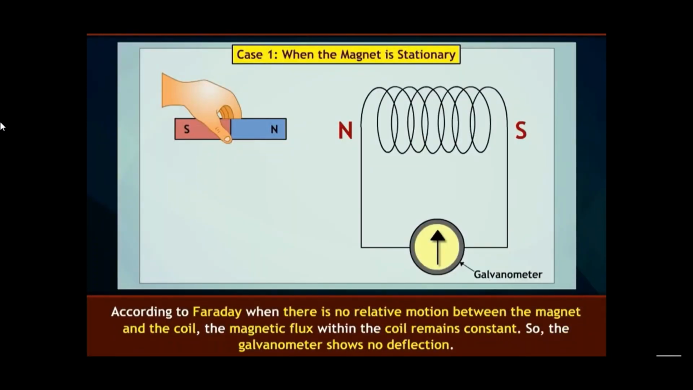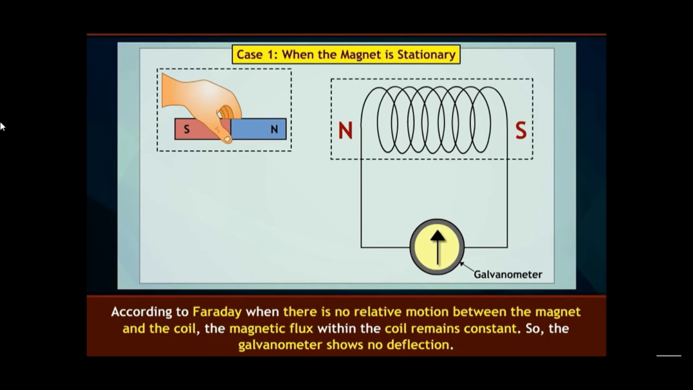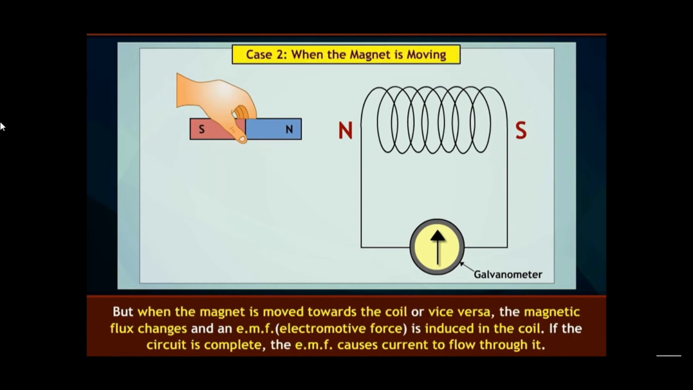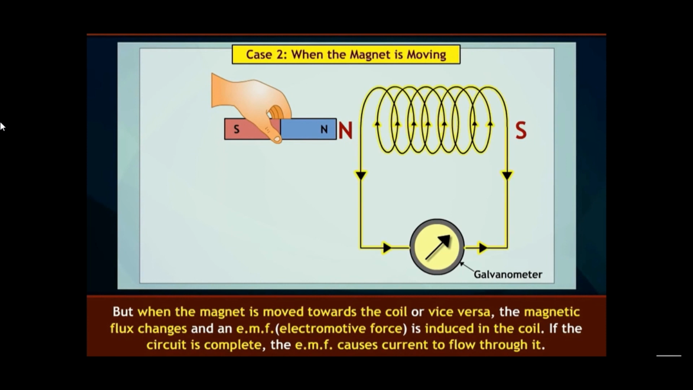According to Faraday, when there is no relative motion between the magnet and the coil, the magnetic flux within the coil remains constant. So the galvanometer shows no deflection. But when the magnet is moved towards the coil or vice versa, the magnetic flux changes and an EMF, that is electromotive force, is induced in the coil. If the circuit is complete, the EMF causes current to flow through it.